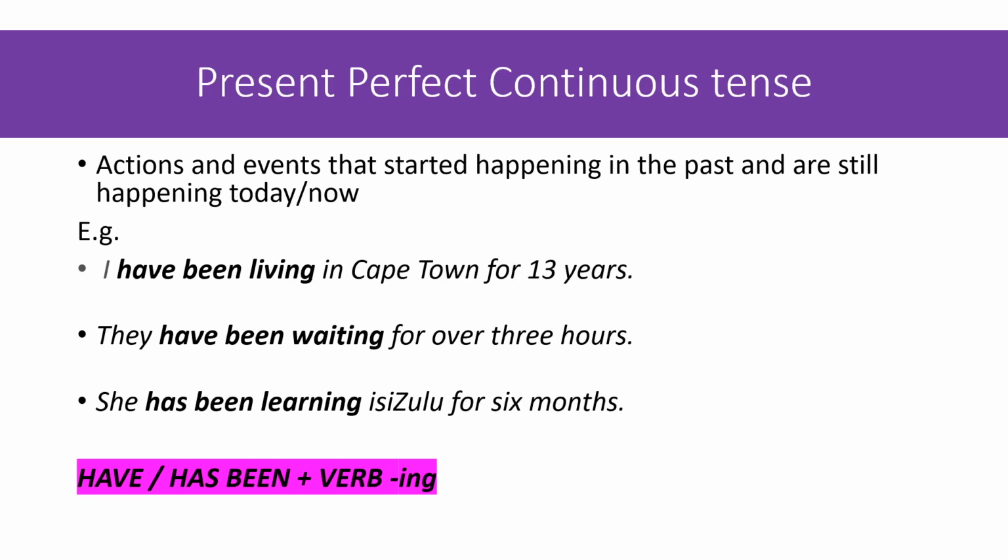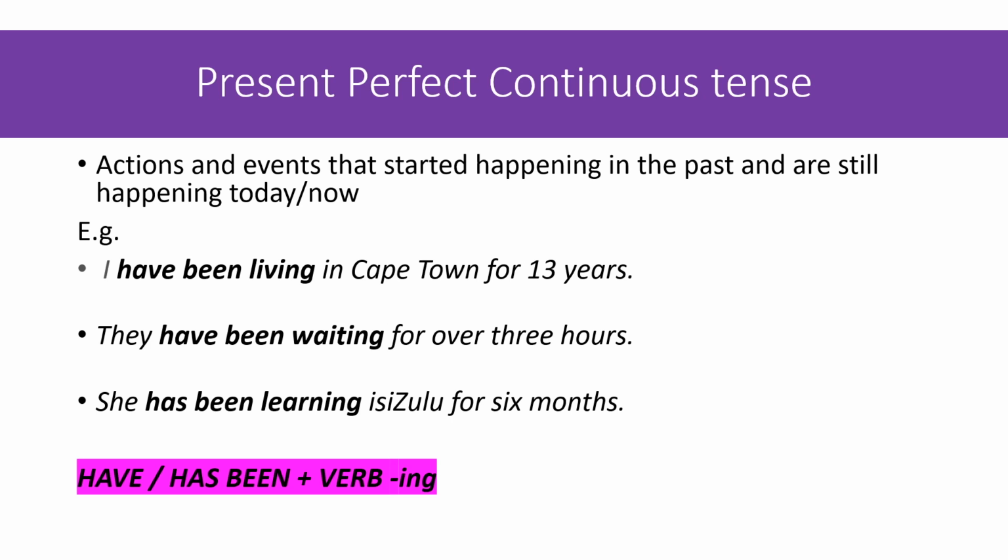Present perfect continuous tense. So these are actions and events that started happening in the past, but they are still happening today or right now. So for example, I have been living in Cape Town for 13 years. They have been waiting for over 3 hours. She has been learning isiZulu for 6 months. A way to remember it is have or has been plus your verb ing.